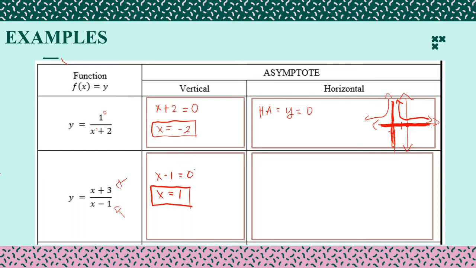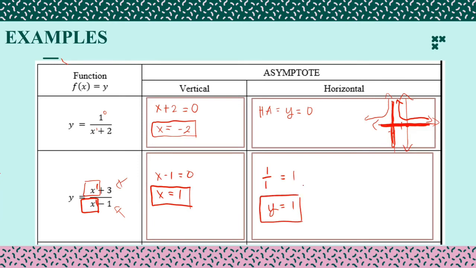Now let's identify the horizontal asymptote. The highest degree in the numerator is x, whose exponent is 1. The highest degree in the denominator is also x, whose exponent is 1. Get the coefficients. 1 over 1 is equal to 1. So your horizontal asymptote is positive 1.